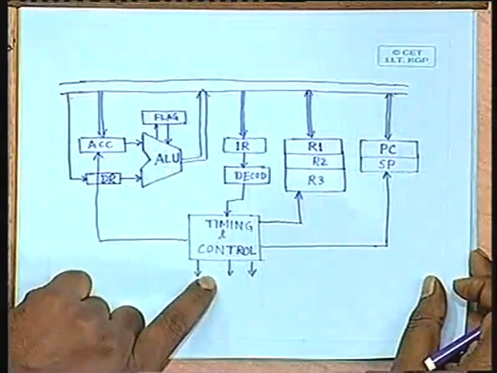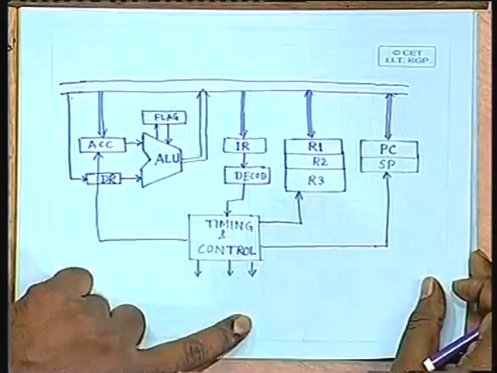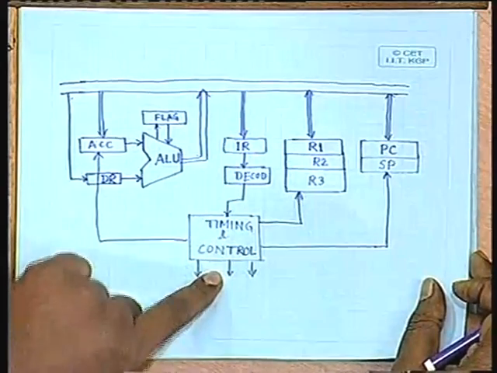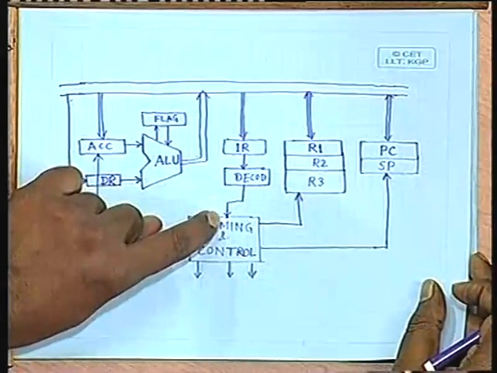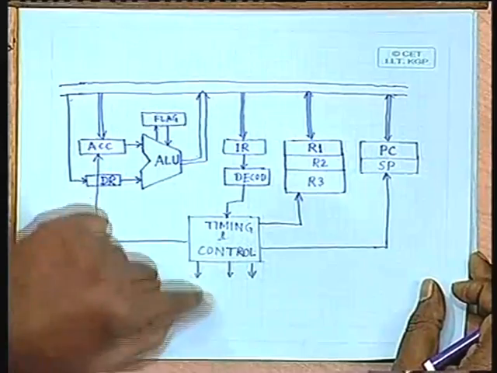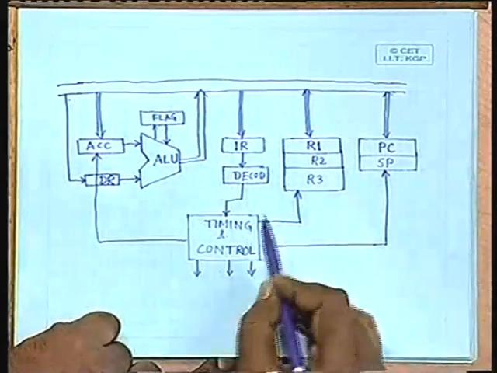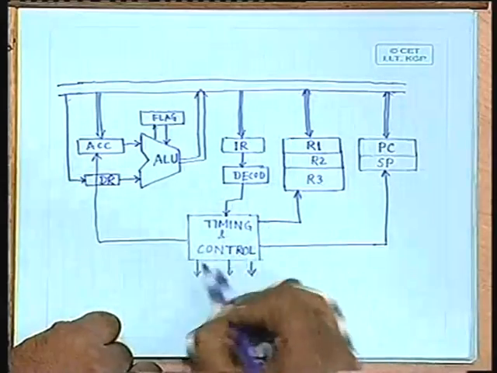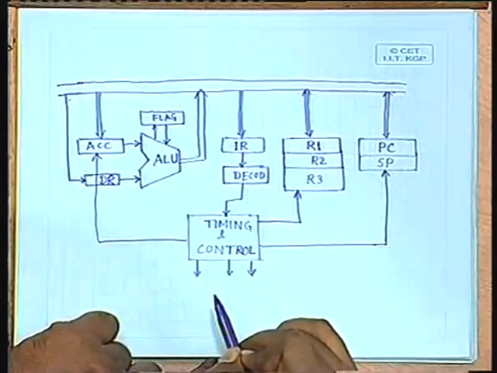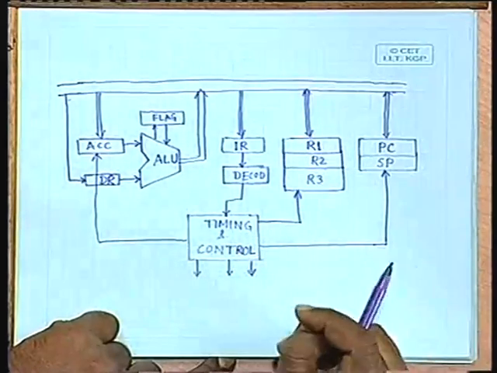So, as we have said that in case of CPU, we have a timing and control unit. It is this timing and control unit which will generate the corresponding control signals after it gets an information from the decoder that which particular instruction it is going to execute. So, this timing and control circuit in the CPU plays a very, very important role. In fact, if this timing and control circuit does not perform properly, the entire operation of the CPU will be totally erratic.